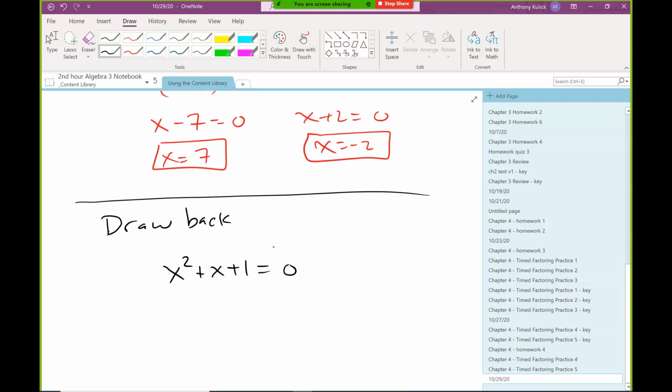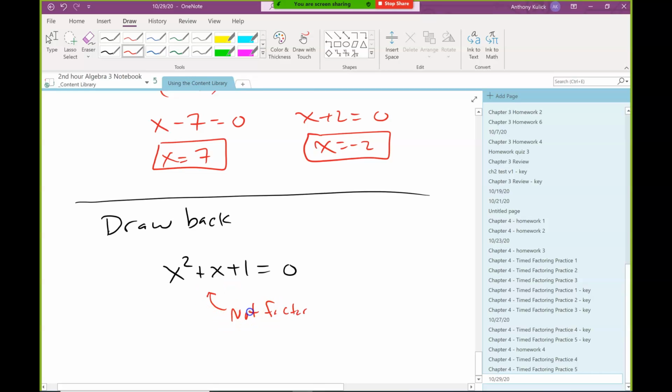What are two numbers that multiply to give you 1 and add to give you 1? Yeah, there's not two whole numbers that do this, right? So we can't get it into a factored form, so we can't apply the zero product property. So we would need something else to do here, right? That's why this is going to take more than one day, because we have some more methods that have to develop.